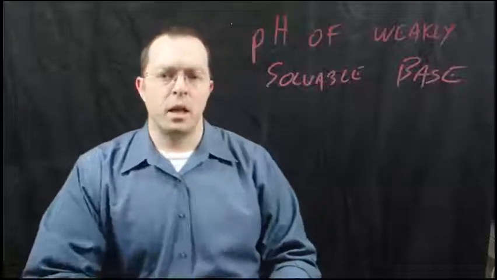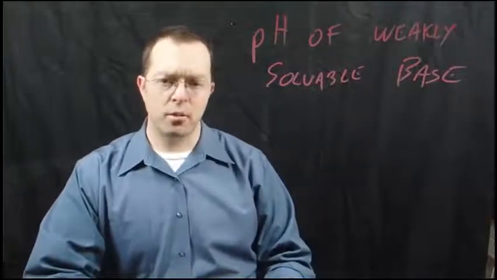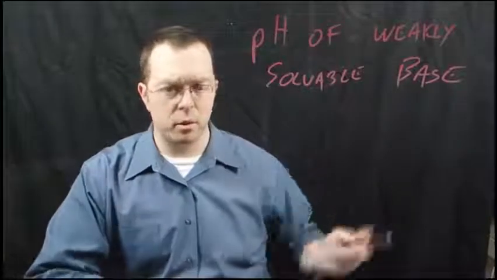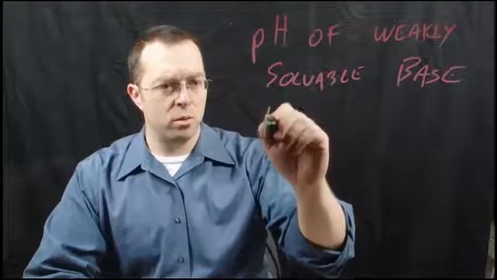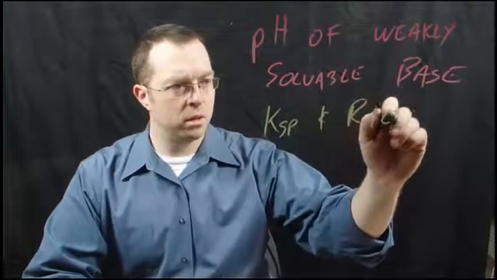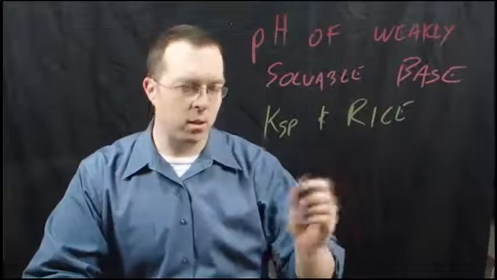Hi gang. Today you're going to learn how to find the pH of a weakly soluble base. In order to do that, you're going to need to be able to do a couple of things. You're going to have to use the Ksp value and the rice table. Some teachers call that the ice box. I go with the rice table.